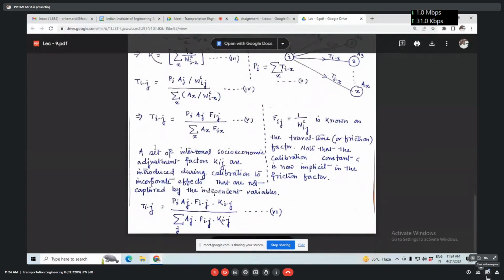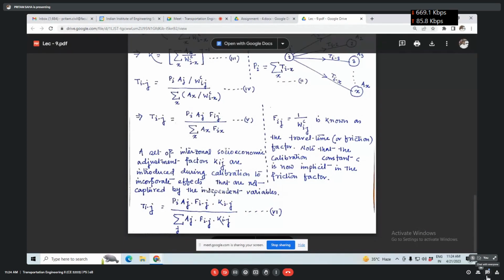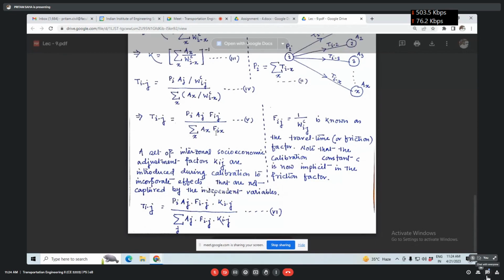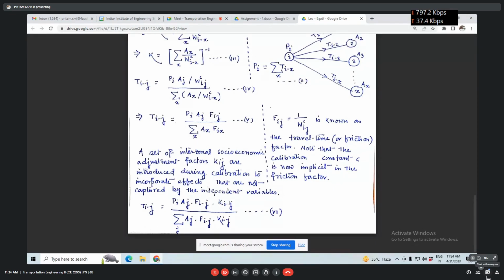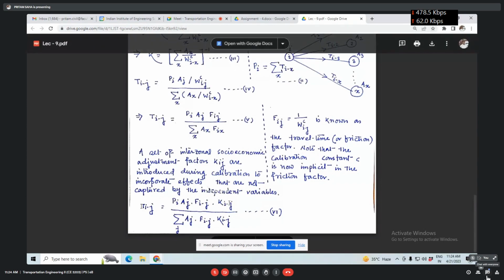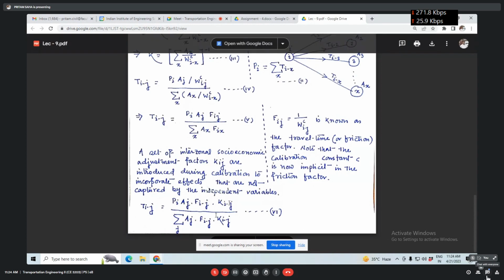Then what we have done, we have also included socio-economic adjustment factor, because here we have travel time or friction factor we have included, but nowhere we have included socio-economic adjustment factor. So therefore, in the next step, we have introduced socio-economic adjustment factor K. Okay, so K represents socio-economic adjustment factor. So this is the model which we are going to use to solve. Okay.